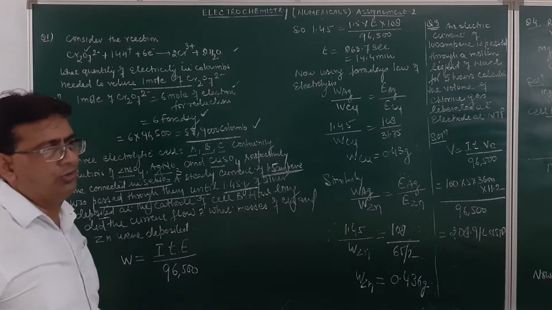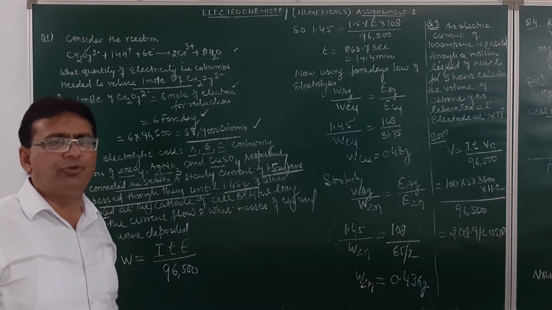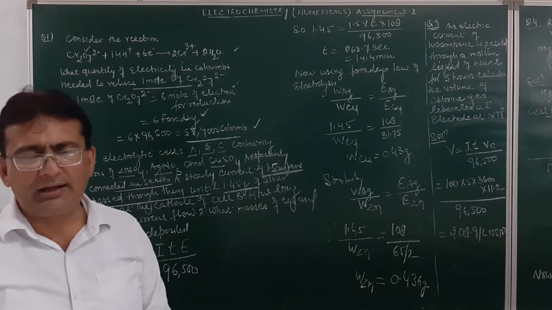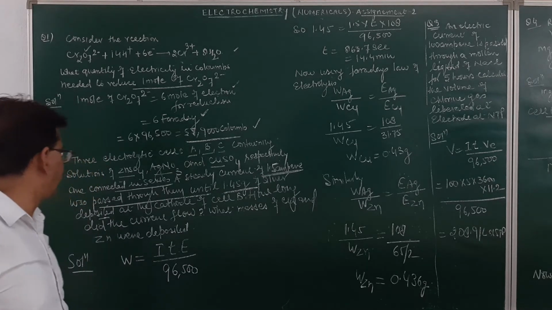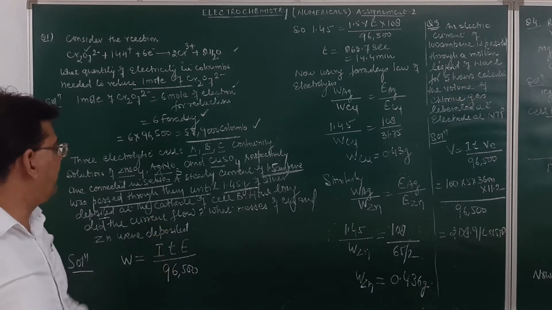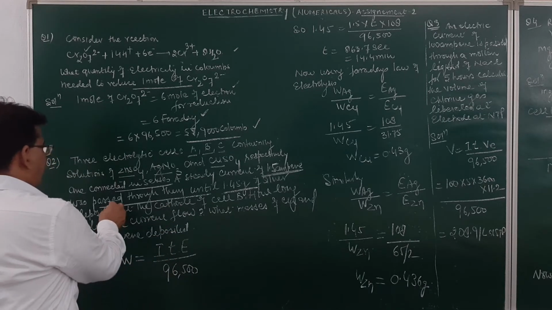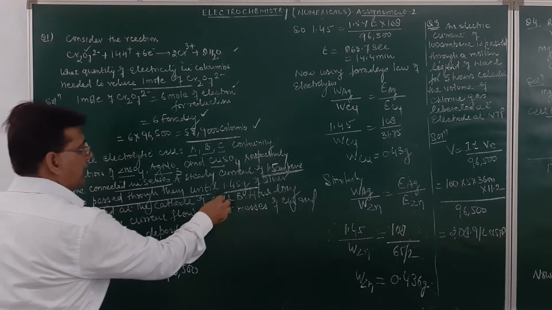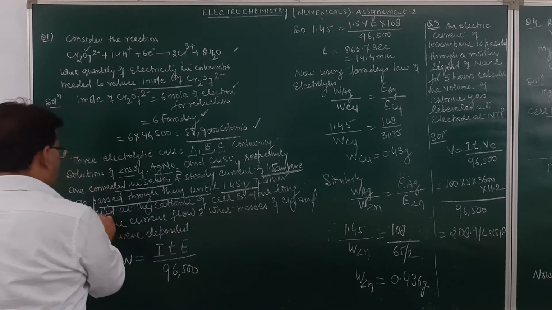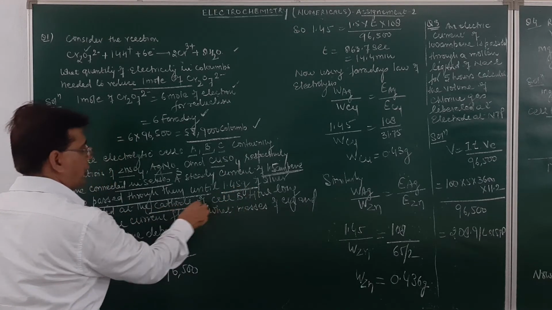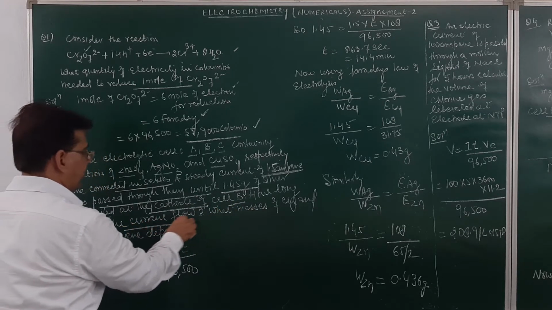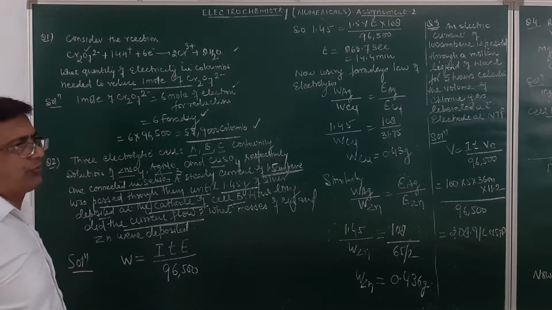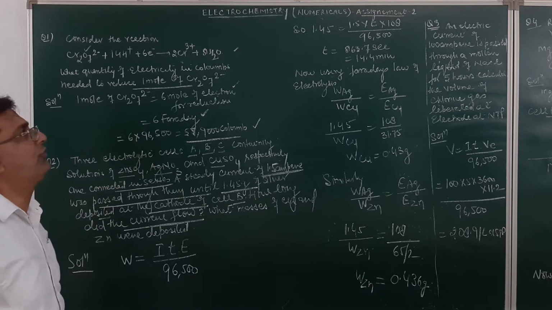I have already told you the mass of a substance deposited on the electrode is directly proportional to the coulombs of charge passed. So W is directly proportional to Q. When we pass a steady current of 1.5 ampere, 1.4 gram of silver was deposited at the cathode of cell B. How long did the current flow? The question is, you have to find the time for the flow of current.